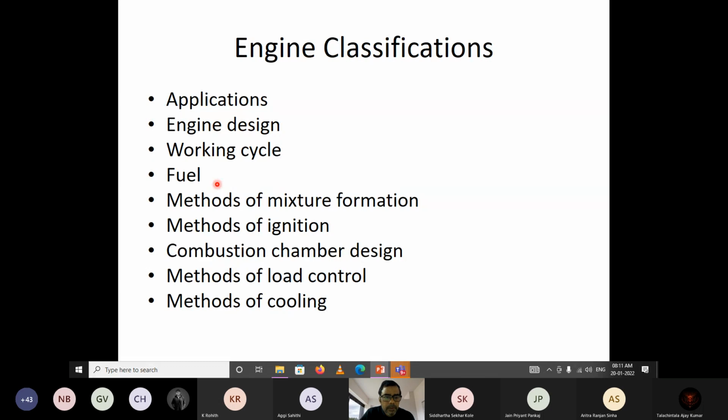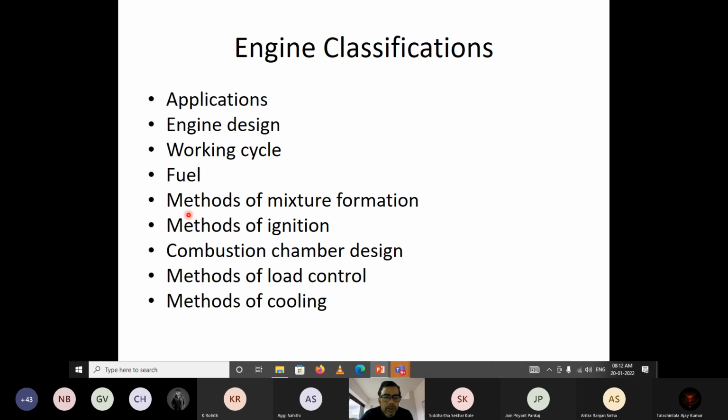Then there are so many alternative fuels, like alcohol. A small fraction of alcohol is being used in India right now also. Then there are futuristic fuels like hydrogen, dimethyl ether, biodiesel. So there are so many fuels, and depending upon what kind of fuel you are using, based on that we can also classify the engine.